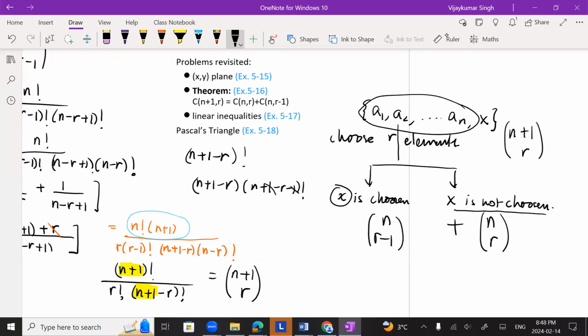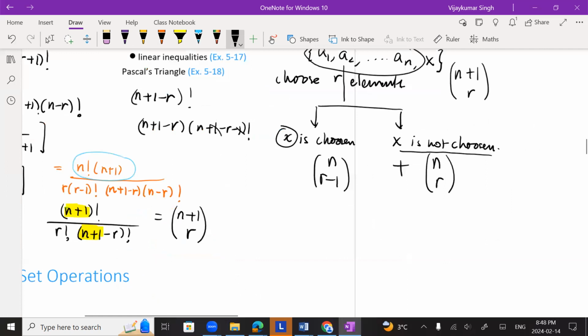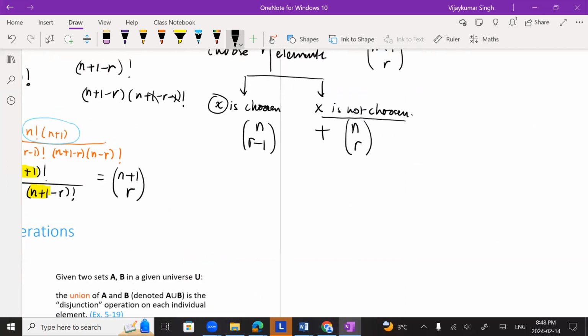I want to discuss one last topic, which is really powerful. And here it goes. If you get this, it's fine. If you don't get this, we can repeat it next time. So now comes the idea of the binomial expansion.